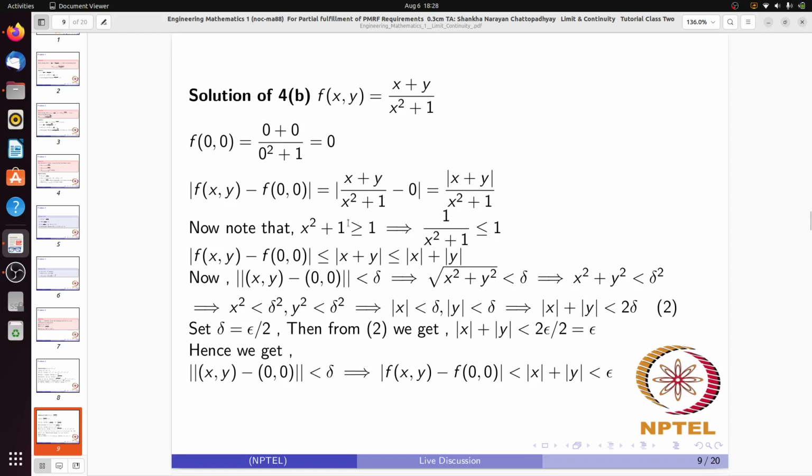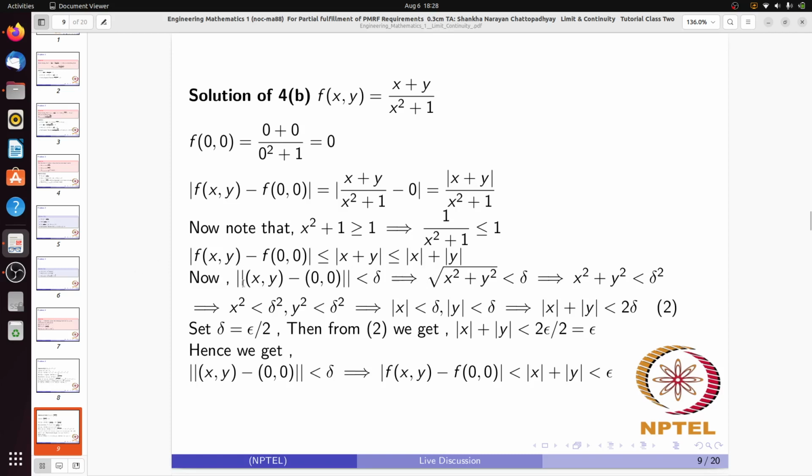So it is very easy. We are using some easy techniques here. So x square plus 1 is greater than or equal to 1, which will imply 1 by (x square plus 1) is less than or equal to 1. So modulus of f(x,y) minus f(0,0) is less than or equal to modulus of (x plus y). It is also a very well known inequality that the modulus of the sum of two numbers is always less than or equal to the sum of the modulus of the two numbers.